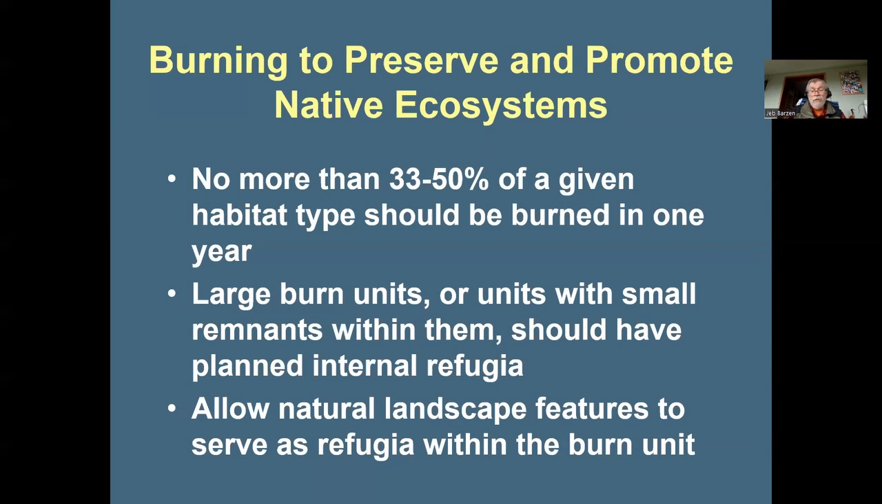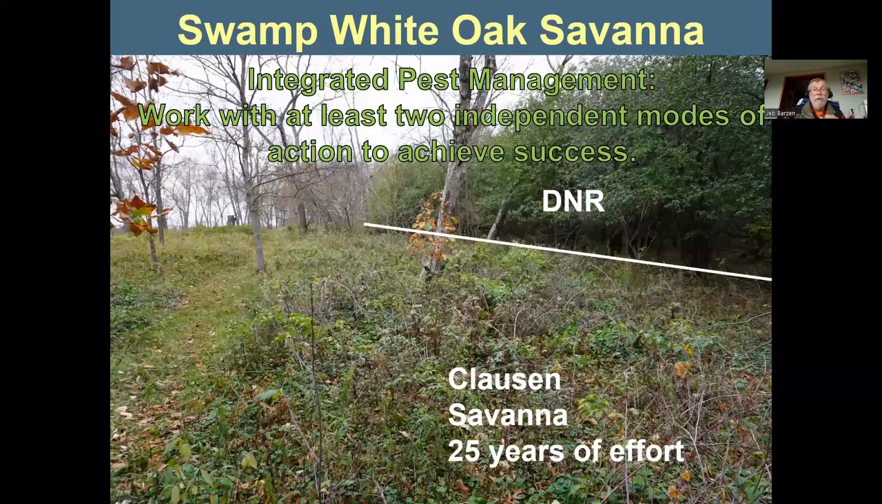You can also use natural landscape features to serve as refuges within burn units. But if you've got very highly isolated remnants that are fairly good quality, you have to be very careful, because you need to plan for protecting precise species of plants so that you can protect precise species of insects that are dependent upon those plants. And that is harder to do if you're just allowing natural landscape features to protect them. So often you have to establish no burn refuges, such as what I showed you, and we'll talk about that again here in a little bit.